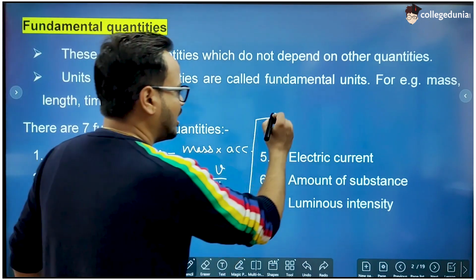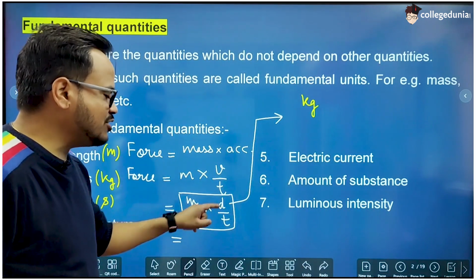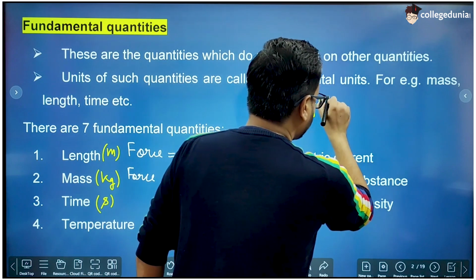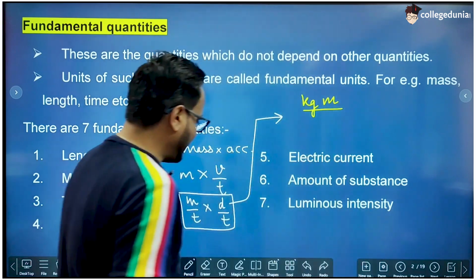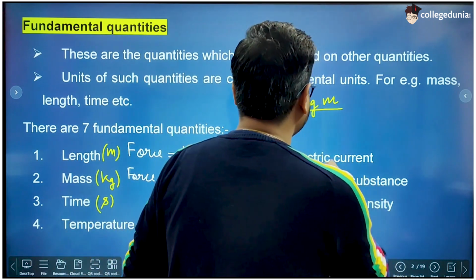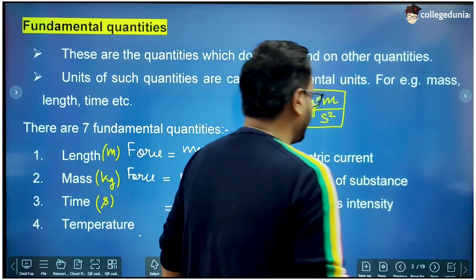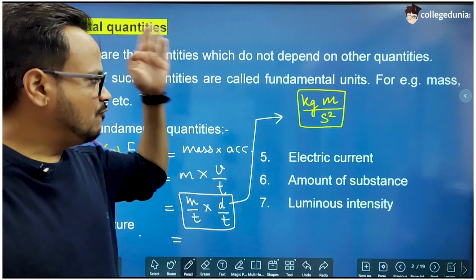This is mass. M is mass. So kg. This is displacement, which is length. Kg, meter, divided by, there are two terms of time. And we have taken the unit of time as second. So kg meter per second square is the unit of force.